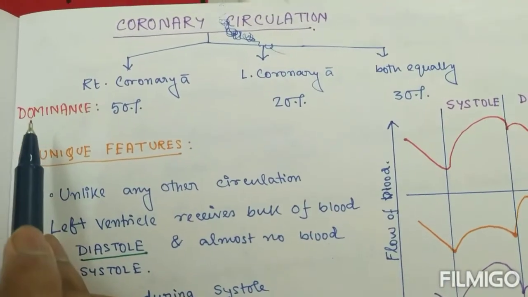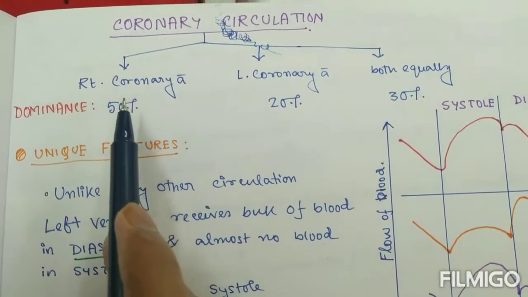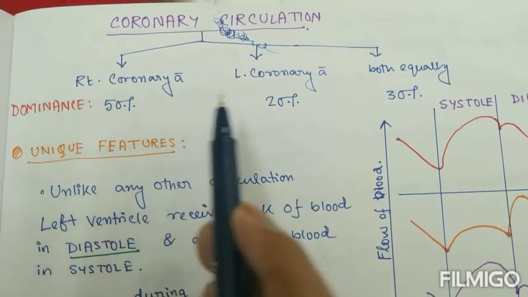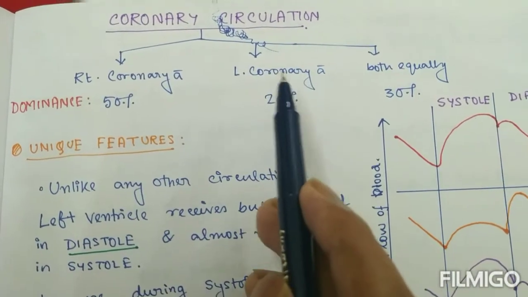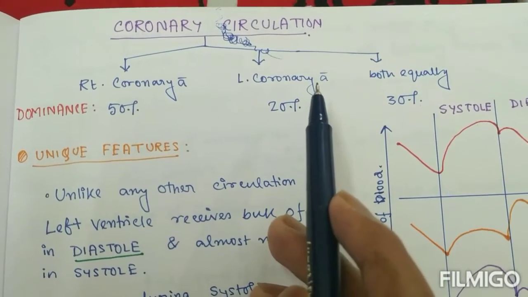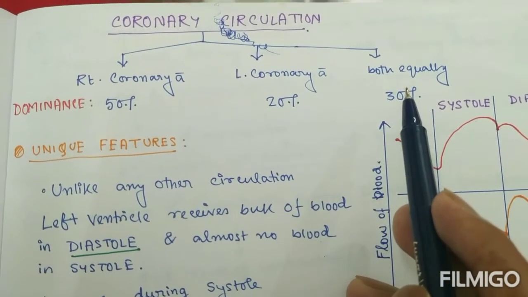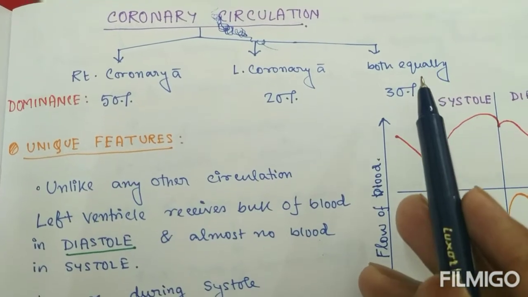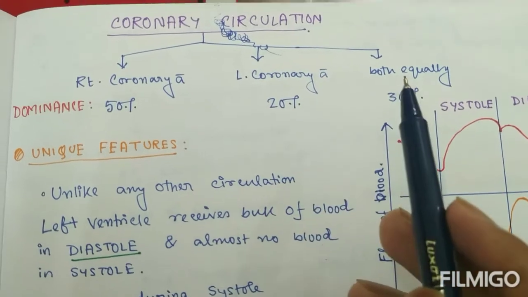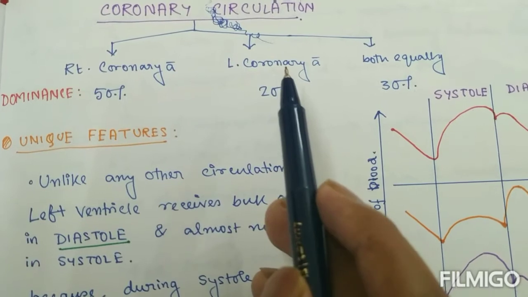If we look for the dominance, in 50% of population, right coronary artery supplies both sided heart. In about 20% cases, left coronary artery dominates. That means it supplies both right and left side of the heart. And in 30% cases, the role is played by both arteries equally. That is, the responsibility is done equally by right and left coronary artery.